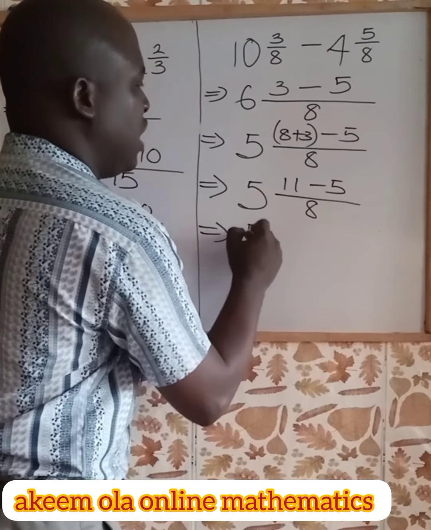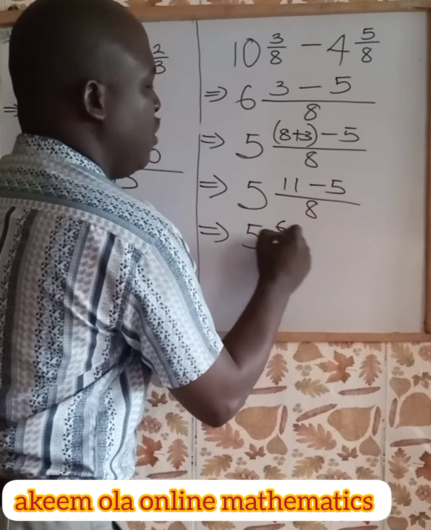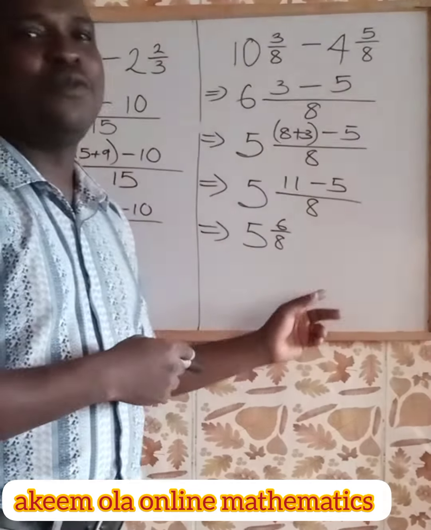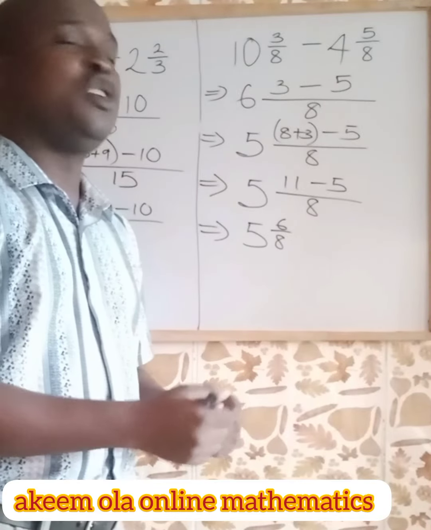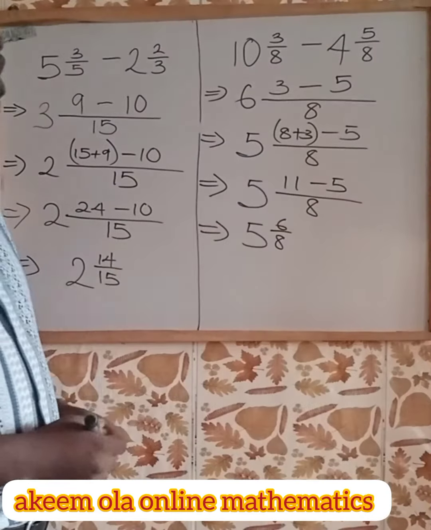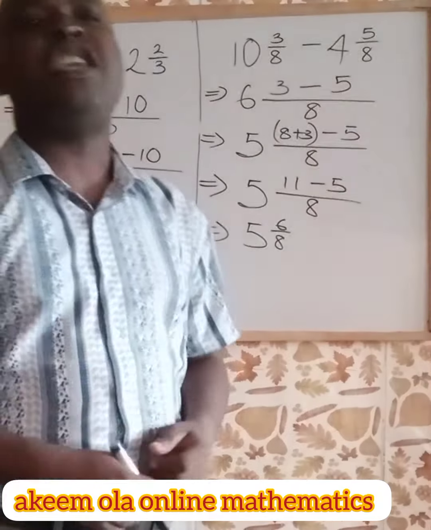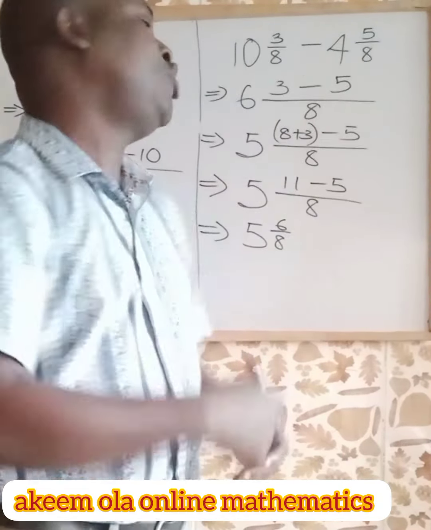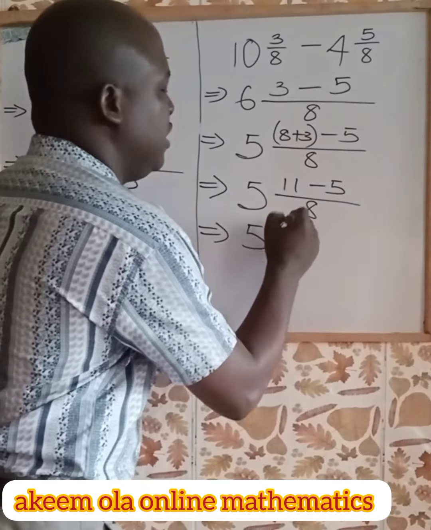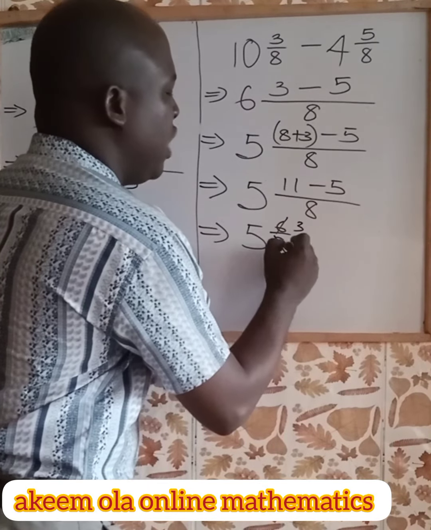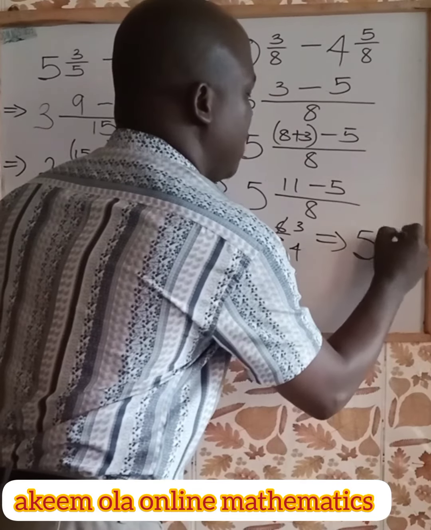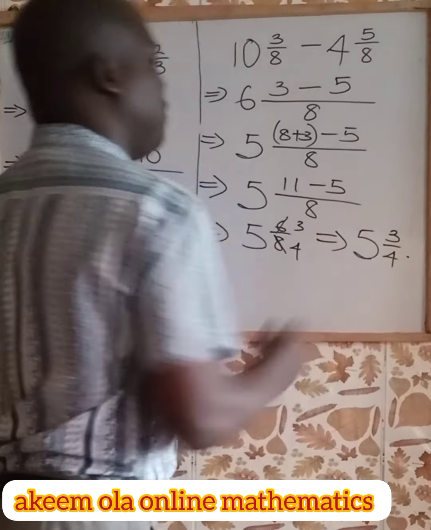That will eventually give us 6 all over 8, of which we can simplify this fraction further. We can reduce it to the lowest term. And if you look at the two of them, you notice that 6 and 8, they are both even numbers. So we can always divide an even number by 2. So 2 in 6 is 3, 2 in 8 is 4. So my final answer now will be 5 whole number 3 all over 4.